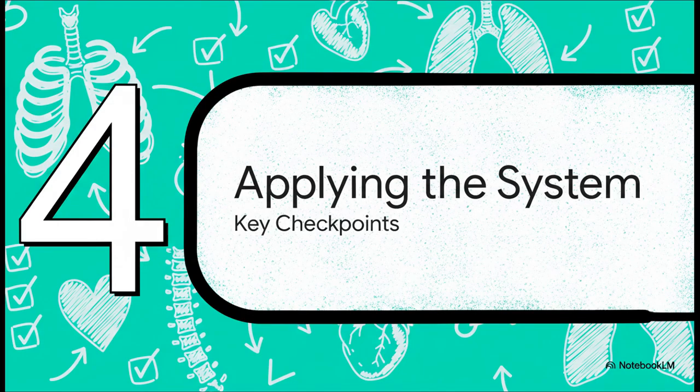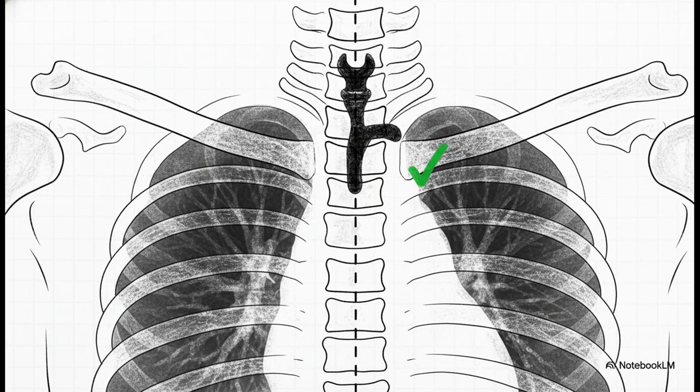So let's actually put this thing into practice. We're just going to look at a few of these key checkpoints to see exactly how they work. First up, A for airway. All we're doing here is looking at the trachea. That's the dark tube running down the center of the neck. The big question is, is it in the middle? Because if it's getting pushed over to one side, that can be a huge red flag that something is either pushing it or pulling it. But in a normal X-ray, like this one, it's sitting right there in the midline.